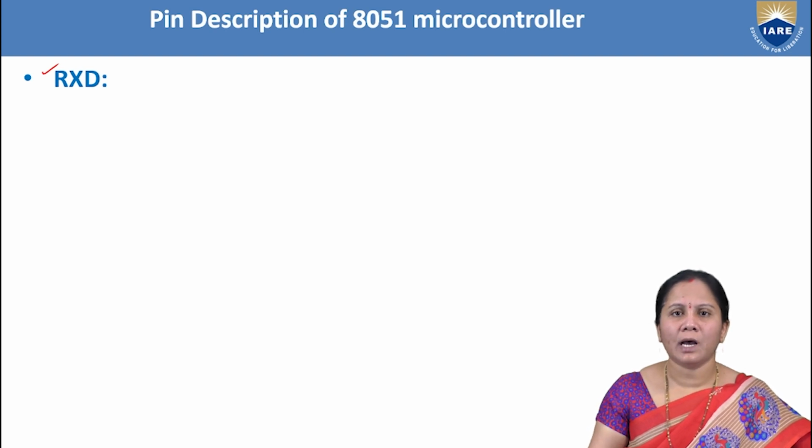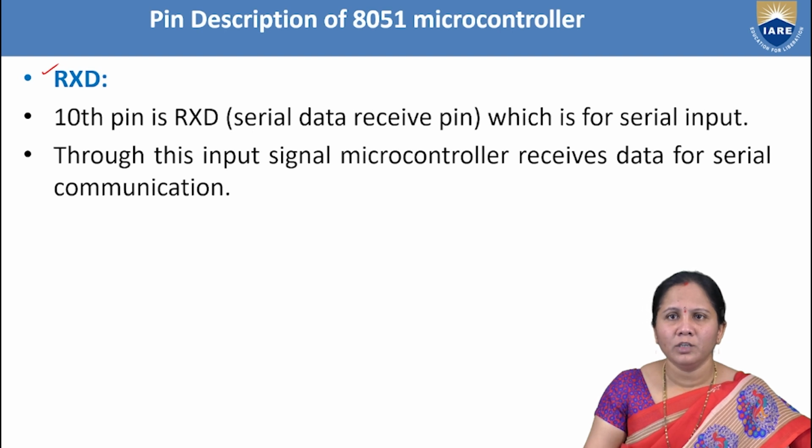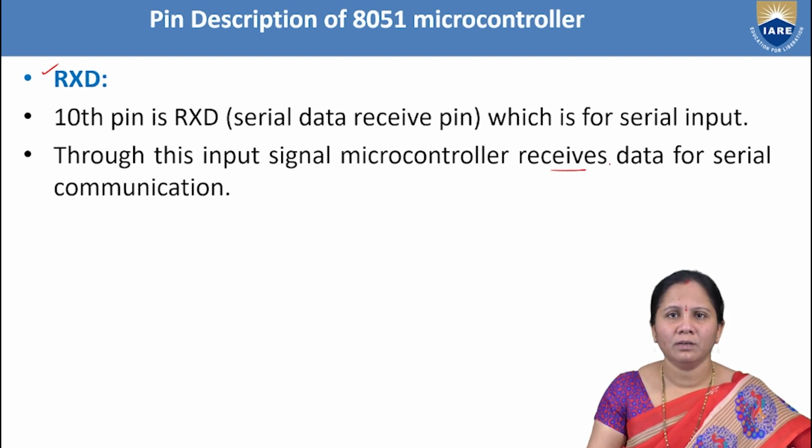So one is RxD. RxD stands for receive data. That is the 10th pin in the pin diagram. That pin is used for receiving the data for serial input. Receive means input. So through this input signal, the microcontroller is going to receive the serial data.